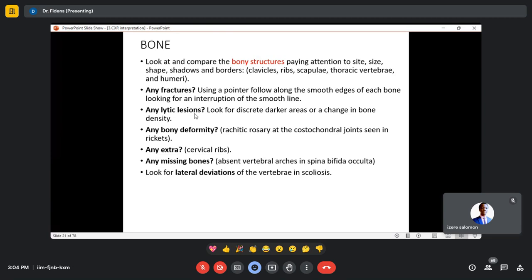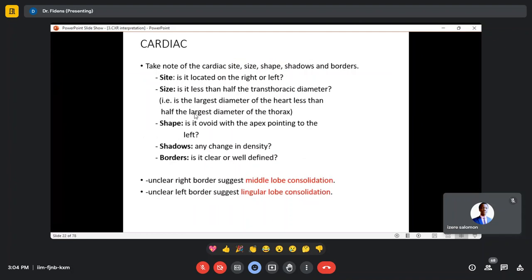Okay, so see, it's about the heart, cardiac. On cardiac, still use those 4 S's I have told you. Site, is it located on the right or left?